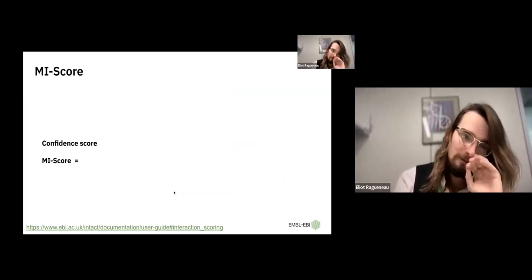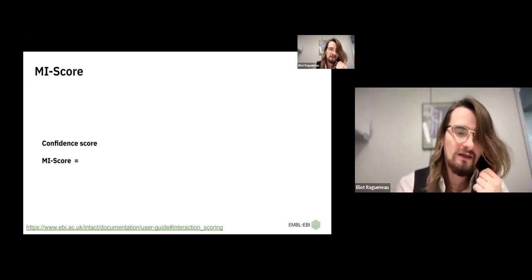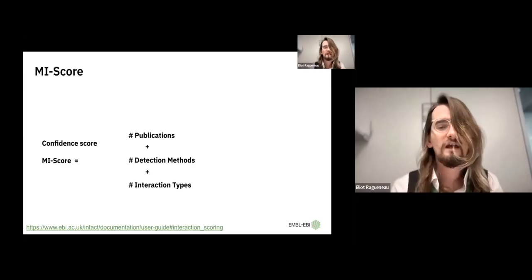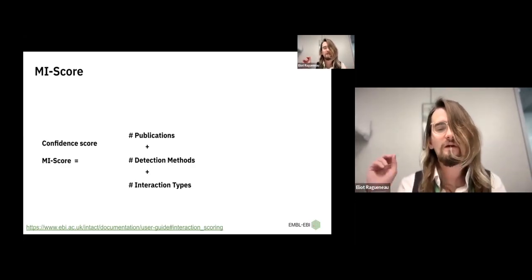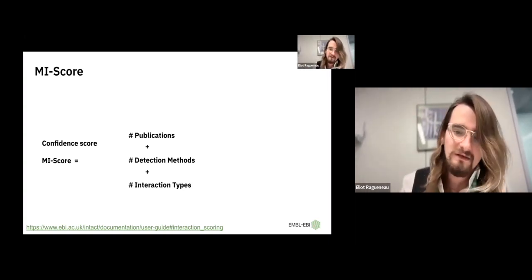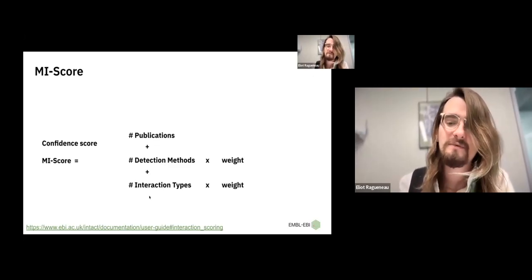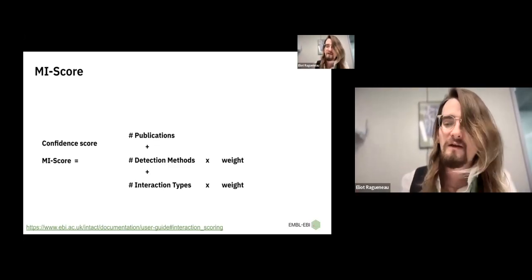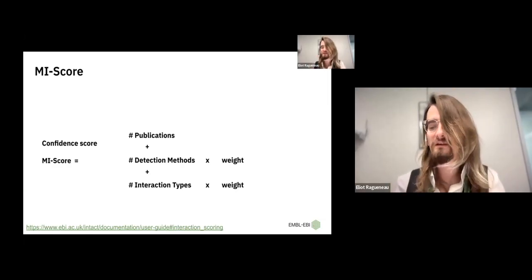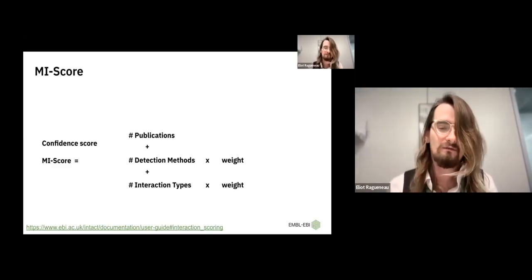Now, the MI score is, as I said, a confidence score telling you how confident you can be that the two proteins are interacting together. And to get to that score, what we do is that we take all the publications concerning those two proteins interacting together, then all the different detection methods that were used to find those two proteins interacting together. And finally, what were the interaction types? For detection methods and interaction types, we associate different weights depending on the level of quality that those methods or interaction types have. So we give more weight to strong evidences and lesser weight to weaker evidences.